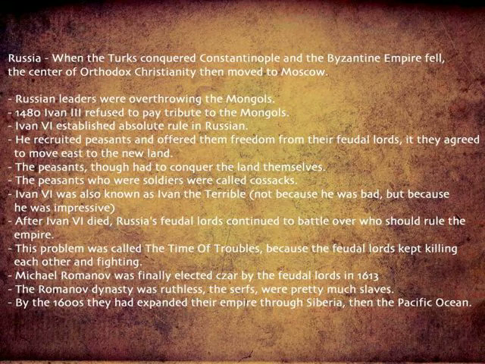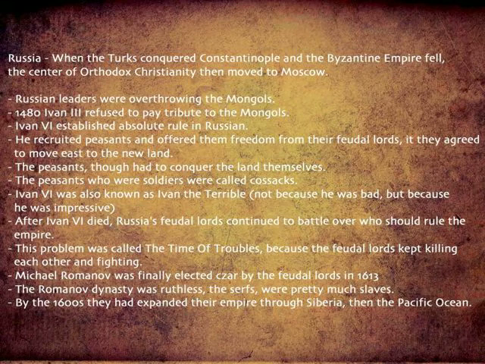He then recruited peasants and offered them freedom from their feudal lords. If they agreed, they moved east to the new land. The peasants, though, had to conquer their own lands. The peasants who were soldiers were called Cossacks. Ivan IV was also known as Ivan the Terrible, not because he was bad, but because he was impressive.